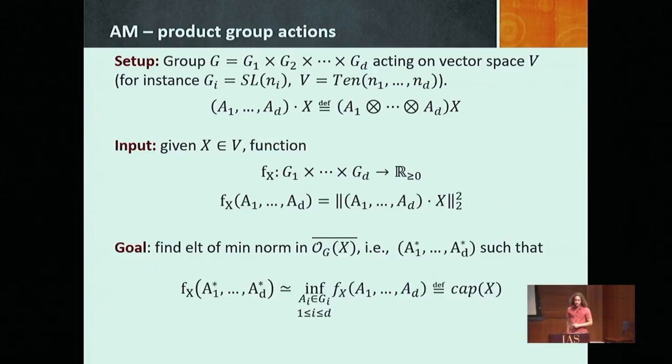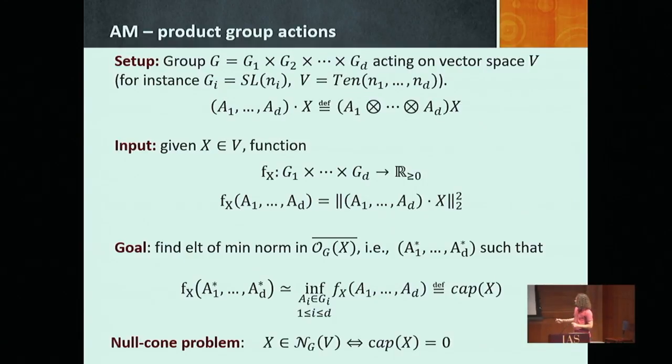And okay, so the goal is to find the element of minimum norm in the closure of the orbit of x, right? So we want to find these matrices A1* up to Ad* such that they are close to the infimum, right? The element of minimum norm. Okay? And this minimum norm we'll describe as the capacity of x. Okay? So the capacity of a tensor x is the minimum norm of the element in the orbit closure.